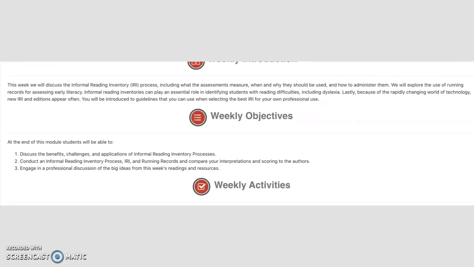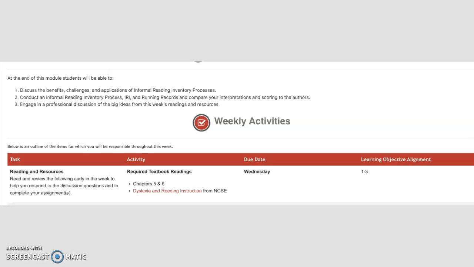This week, you're going to be asked to discuss the benefits, challenges, and applications of informal reading inventory processes. You'll actually be conducting an informal reading inventory and running records, and comparing your interpretation with the scores of the author. So we're going to be simulating and using a kind of case study to practice this process, working with a colleague very similar to what you would do as a reading specialist or leader in a school, comparing your results and then coming up with what do we do with these results, so kind of the "so what." And the last piece will be engaging in a professional forum.